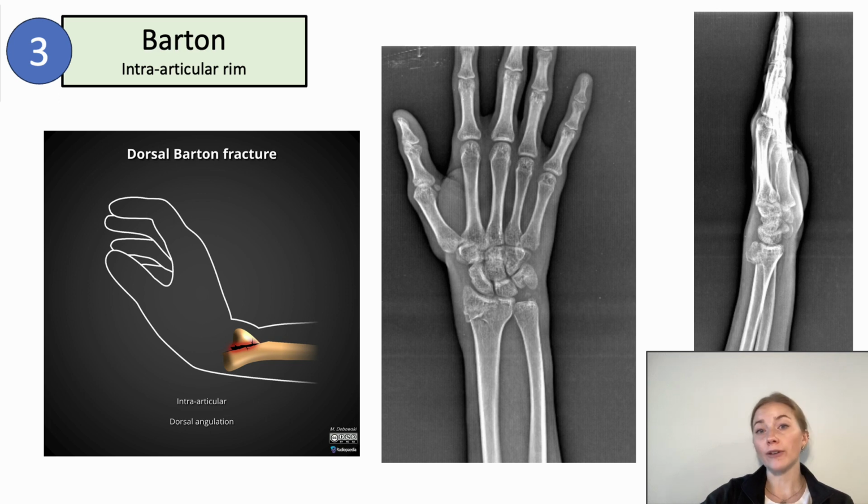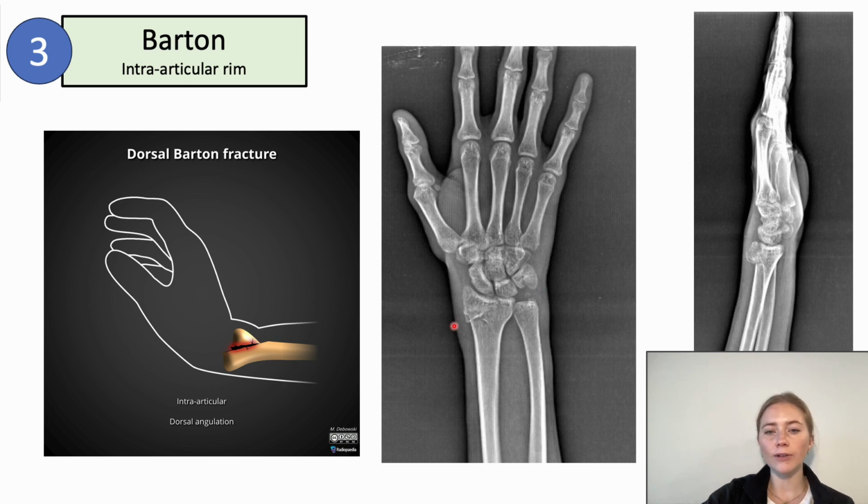The next and final 3 types of distal radius fractures that we are going to discuss are all intra-articular, so involving the wrist joint, so between the radius and the proximal carpal row. The first type is the Barton fracture, and this is an intra-articular fracture of the rim of the radius. So the rim of the radius is the kind of raised lip all the way around the bone circumferentially. Barton's fractures can involve either the dorsal or volar rim, but it is usually dorsal.